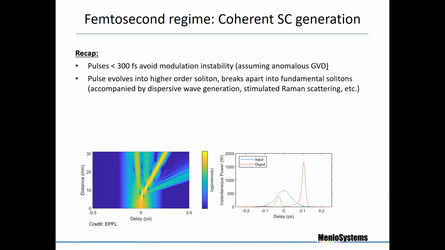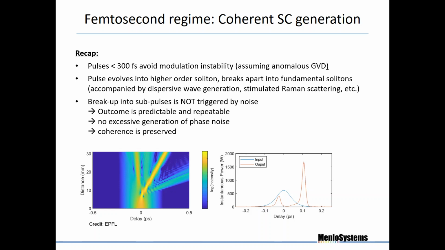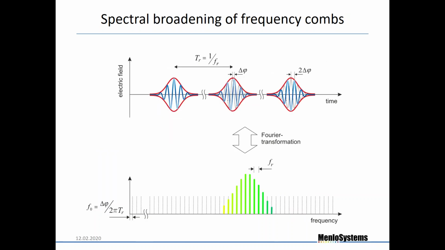But these higher order solitons are stable only on paper or in the computer model. They are not stable in reality because any effects such as higher order dispersion or stimulated Raman scattering will make them unstable, and they will break up into subpulses. And this is exactly what happens here. But the point is that this soliton breakup is not triggered by noise. The outcome is completely predictable and repeatable, and therefore there's no excessive noise generation, there's no chaotic behavior, and therefore the coherence is also preserved. And this is being used in broadening of frequency combs.